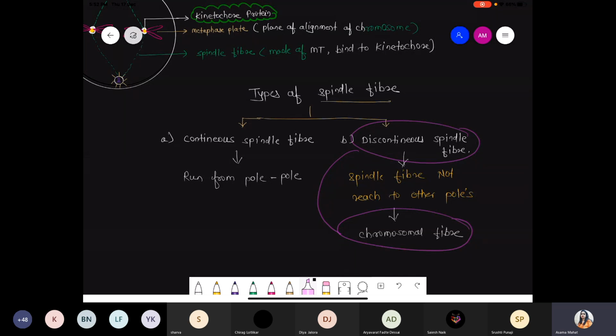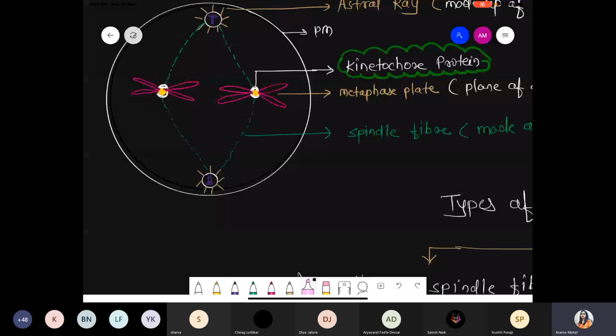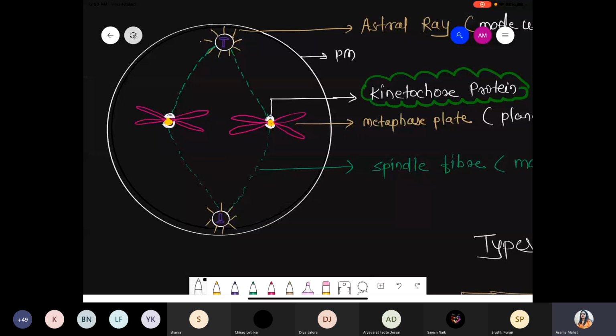Yeah. So quickly, in the same diagram, we try to understand the meaning of the chromosomal fiber, that is the discontinuous spindle fiber, and the meaning of the continuous one. As we discussed, spindle fibers running from pole to pole means they originate from one pole and reach the other pole continuously, without any breaking, like this.